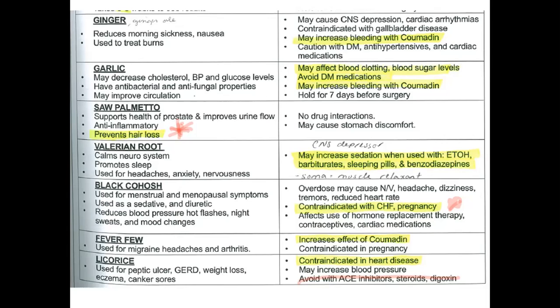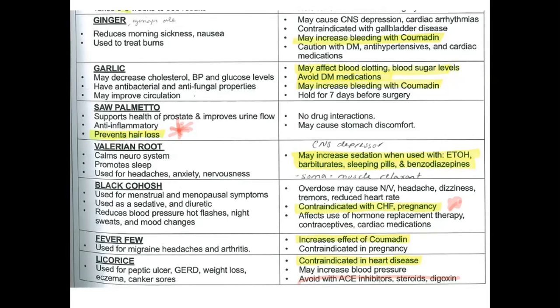What are the contraindications of black cohosh? If your patient has chronic heart failure, or if your patient is pregnant or breastfeeding, it is contraindicated. Even if your patient is taking oral contraceptives or hormone replacement therapy, or cardiac medication, they are not ideal candidates for this herb. Black cohosh, not good to use.